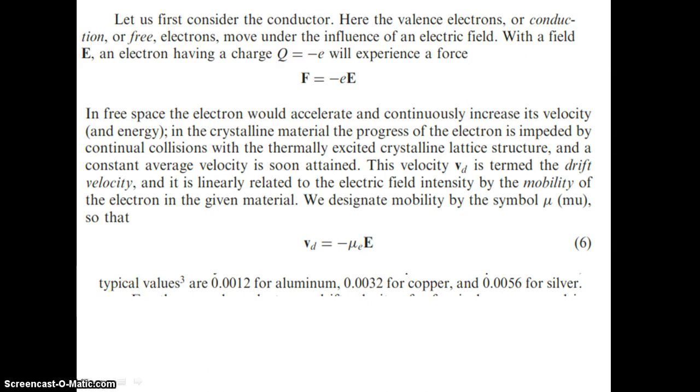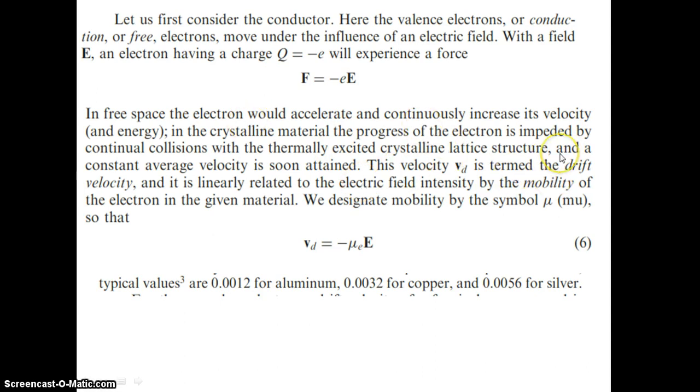Free electrons move under the influence of the electric field. Suppose the electric field is E and the charge is Q equal to minus e, then it will experience a force F equal to minus e E. In free space, the electron would accelerate and continuously increase its velocity and energy. But in conductors, due to the crystalline material, the progress of the electron is impeded or restricted by collisions with the crystalline lattice structure.